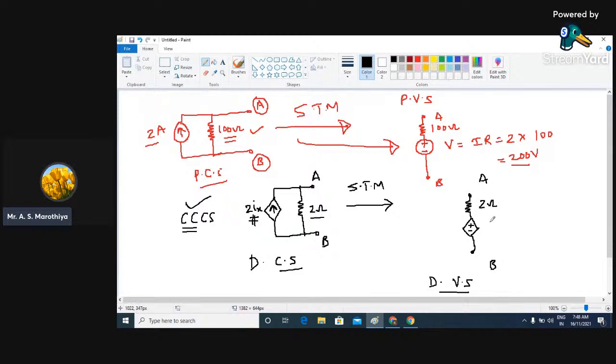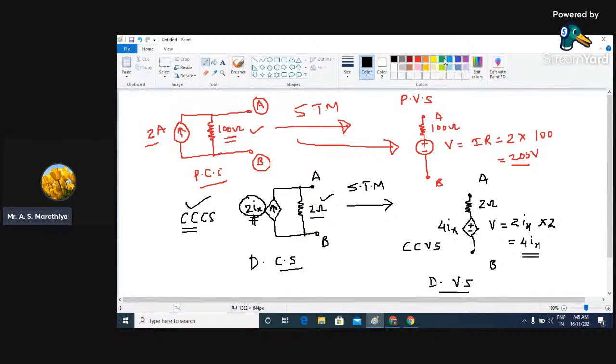So here we need to find the value of this V, which is going to be equal to the application of Ohm's law. So it is simply the product of I into R. Now what is the magnitude of this I? The magnitude of I is nothing but Ix into R. Now what is the value of internal resistance? It is nothing but 2. So 2 into 2, this is going to be equal to what? 4Ix. So the magnitude of this voltage source, or dependent voltage source, is going to be equal to 4Ix. So this is the kind of current controlled voltage source.